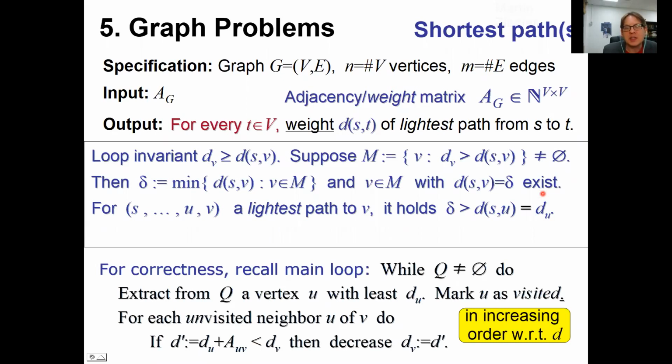So let's consider a lightest path mathematically from our fixed start vertex to this purported least, smallest counterexample vertex V, right? So every vertex V in this non-empty set M is a counterexample to the purported correctness of Dijkstra's algorithm. And here we have selected the least counterexample.